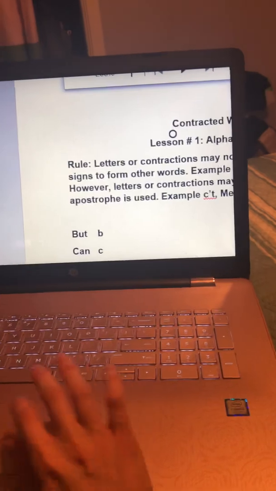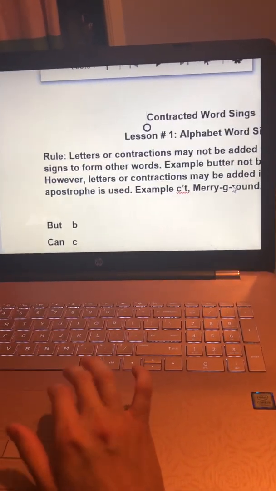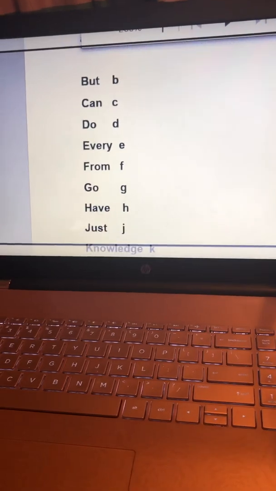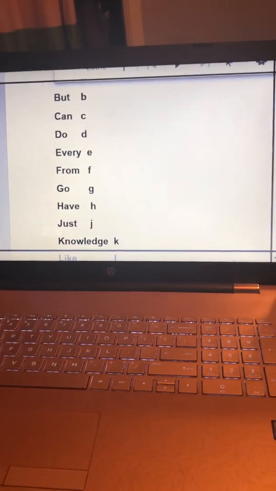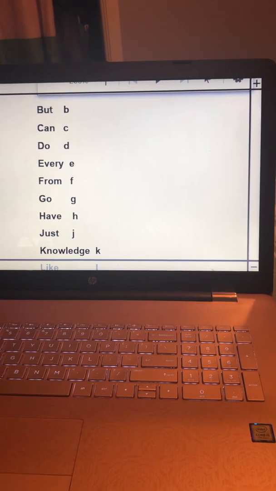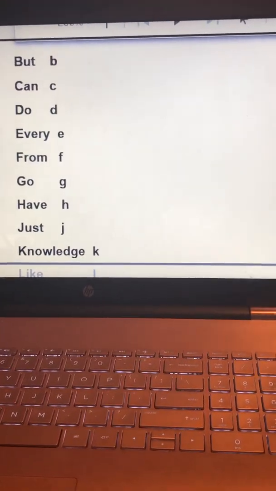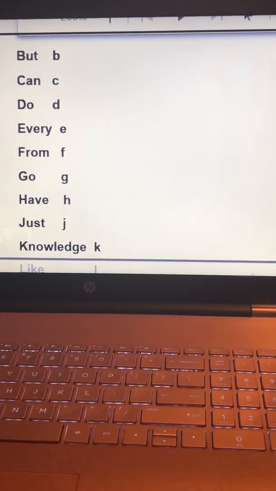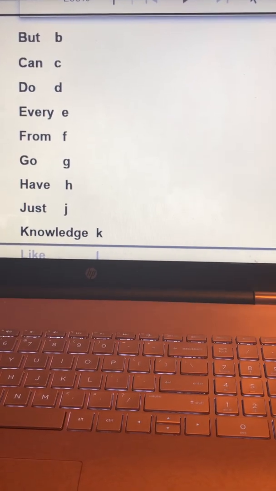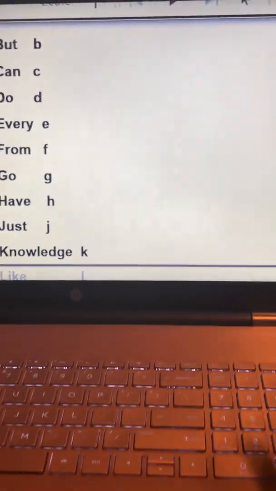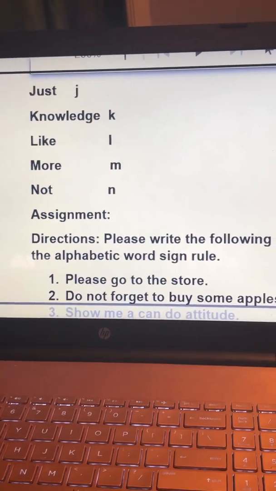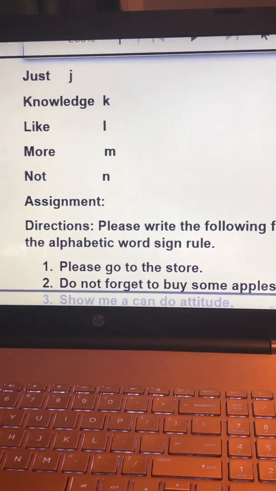The words are as follows, and I'll break them down momentarily. But is just understood as a B in Braille. Can, just a C. Do is a D. Every, E. From, F. Go, G. Have, H. Just, J. Knowledge, K. Like, L. More, M. Not, N.